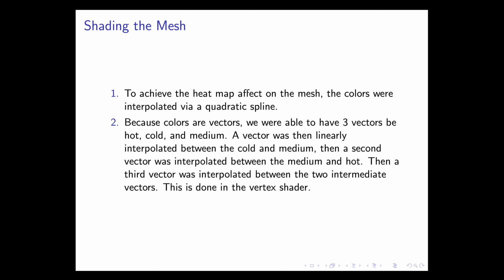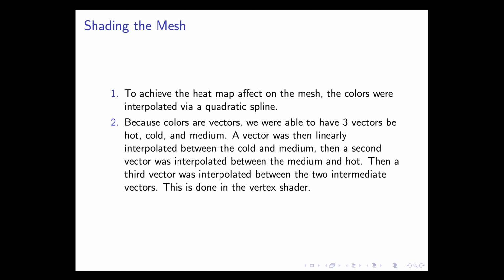So we have 3 vectors: a hot, a cold, and a medium vector. Then we linearly interpolate between the left 2 vectors, we linearly interpolate between the right 2 vectors, and then we linearly interpolate between those 2 intermediate vectors. That's how we get the color, the heat map.